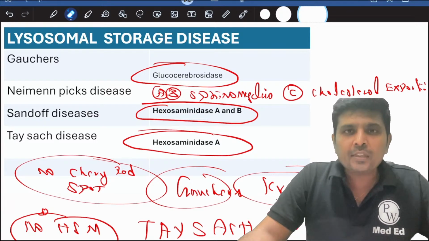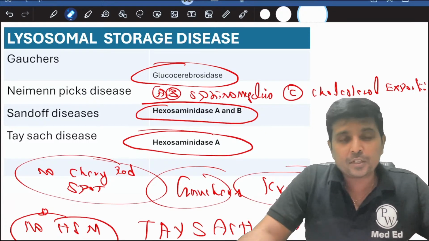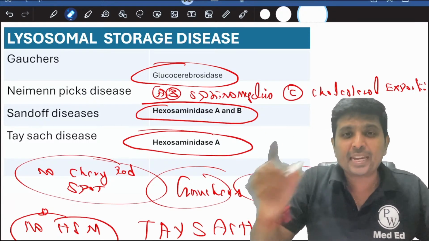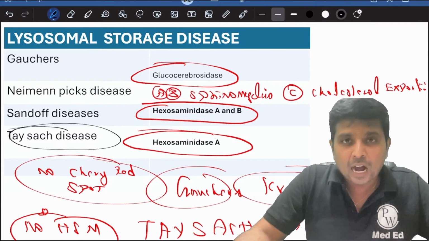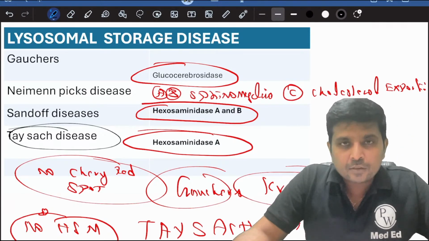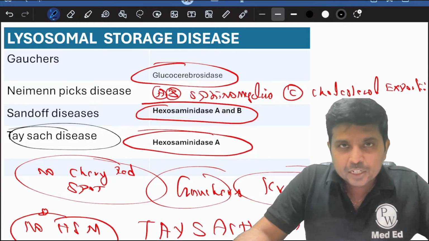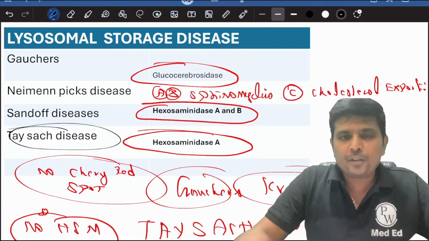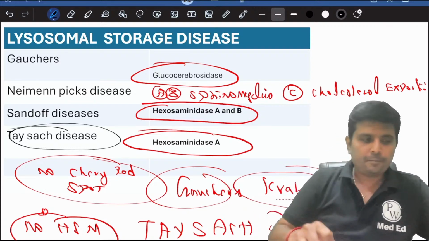Remember, among all these, the lysosomal storage disorder that is not associated with hepatosplenomegaly is Tay-Sachs disease. Also, characteristic features are abnormal startle response and macrocephaly. Remember, macrocephaly, neuroregression, abnormal startle response, and cherry red spot without hepatosplenomegaly is Tay-Sachs disease.